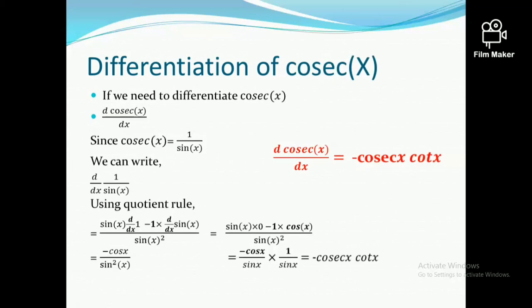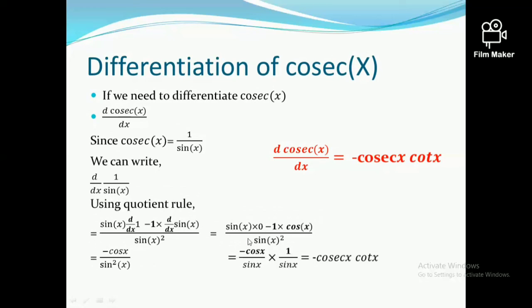Right. The last part of the trigonometric differentiation. If we need to differentiate cosec x, how do we do it? We know that cosec x is 1 over sin x. That means differentiating cosec x is the differentiation of 1 over sin x. Again, I am using the same quotient rule. Square the denominator, keep the denominator and differentiate the numerator 1. Minus, keep the numerator 1 and differentiate the denominator sin x.